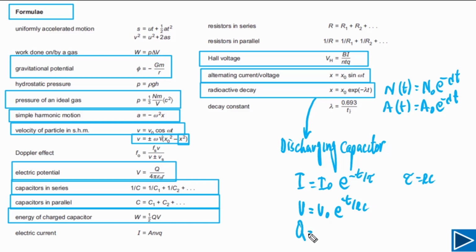Q, we can also say this will be equal to Q naught, the initial charge, times e to the power of negative t over RC. So understanding of this formula is very important. All these formulae you can simply remember with this relationship. This is exponential decay. And the last one is about decay constant. This here is the half-life. So if you have the value of half-life, you can plug in here and find out the decay constant.